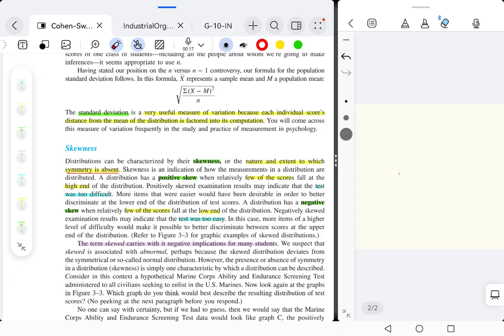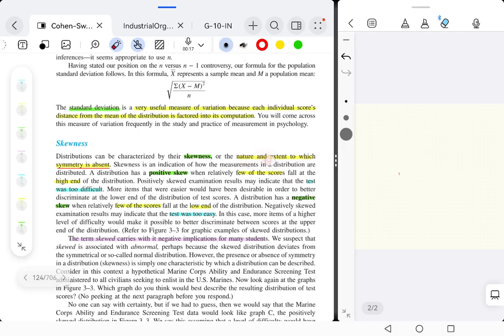Next, we have skewness, guys. So what is skewness? Skewness is the nature and extent to which symmetry is absent. When you say skewed, think of something that isn't straight, because it's crooked. That's basically skewed.